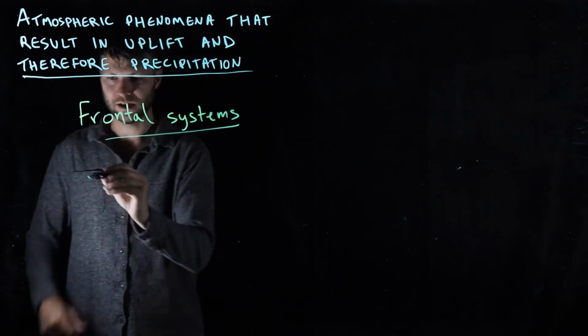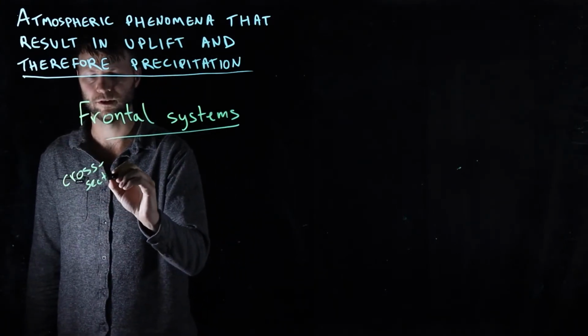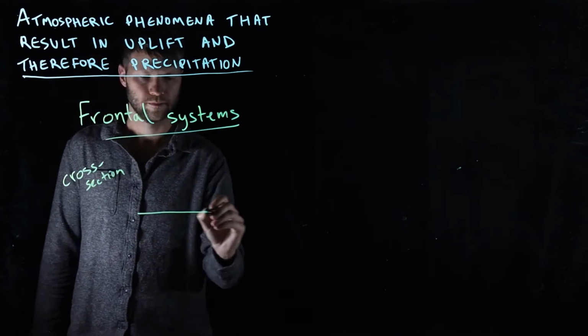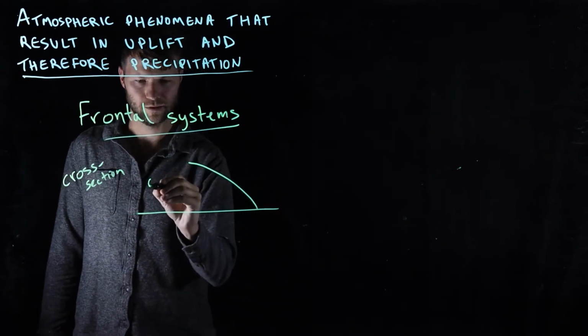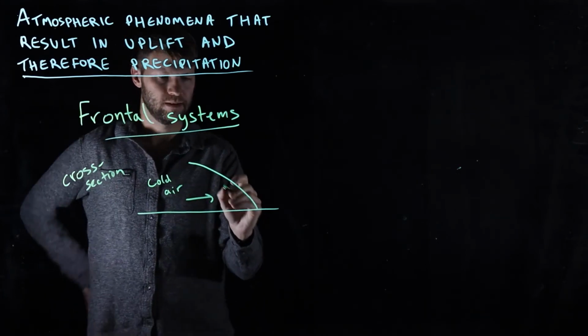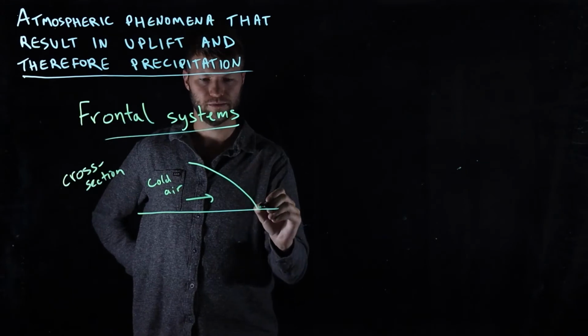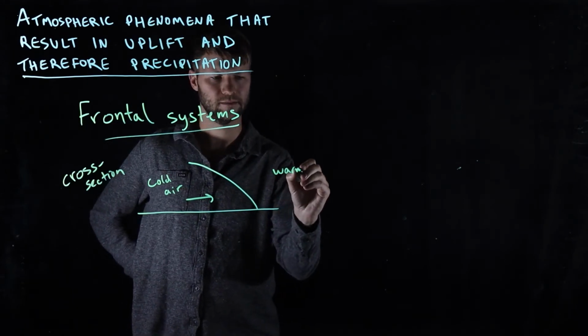Here, if I were to draw a cross-section, a vertical cross-section, of an air mass of cold air that was moving, and this boundary here was the front between this cold air mass and a warm air mass.